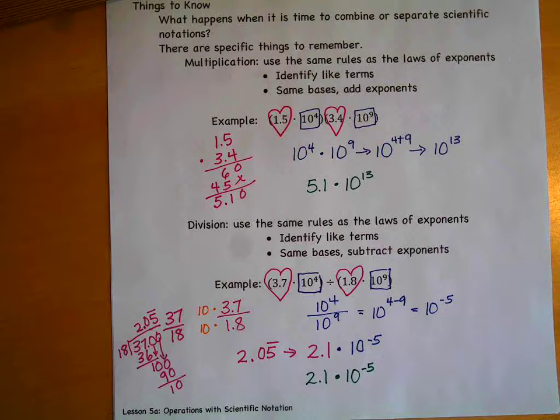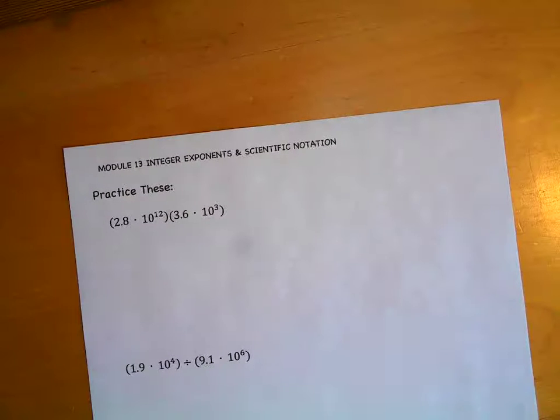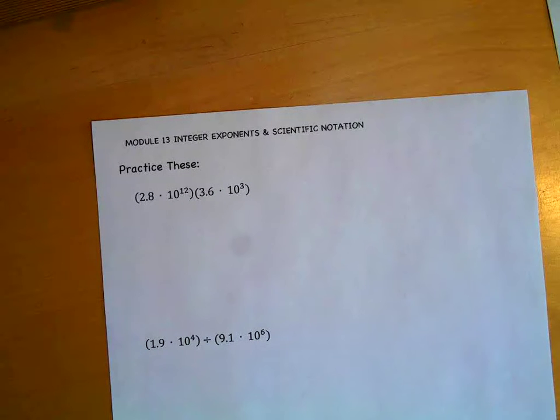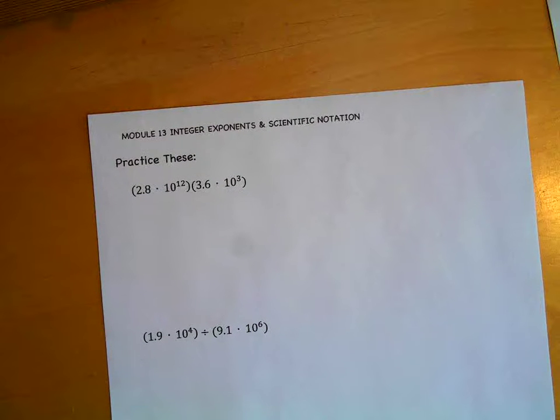Okay? So multiplying and dividing scientific notation is actually a very simple process. All right, so what I would like you to do, just to practice on your own without me, is I'm giving you two practice problems. The first practice problem says 2 8/10 times 10 to the 12th power times 3 6/10 times 10 to the 3rd power. I would like you to look at what we did on the first one and replicate it with this. The second practice problem is 1 9/10 times 10 to the 4th power divided by 9 1/10 times 10 to the 6th power. I'll be looking for them in your notes when we check tomorrow.